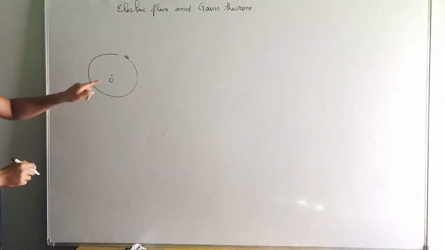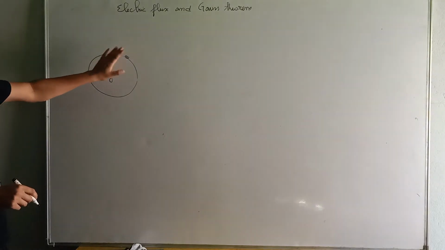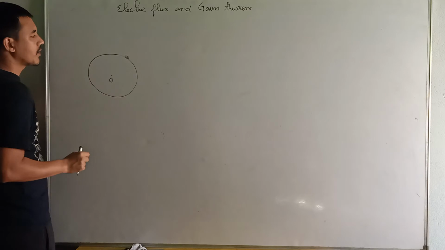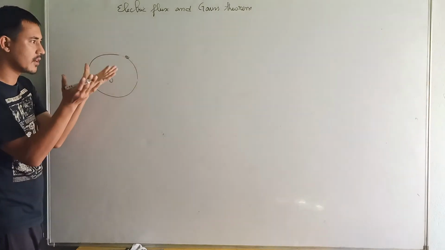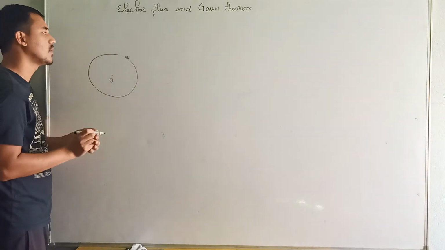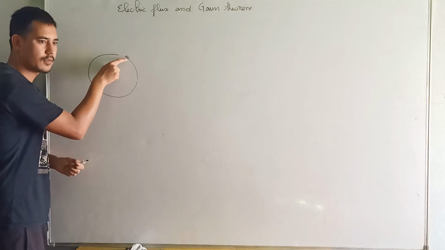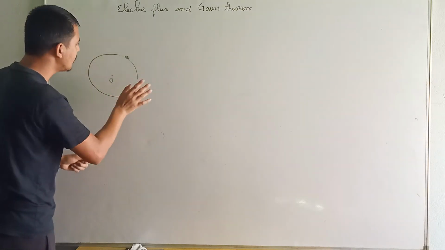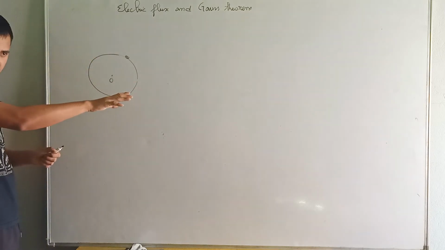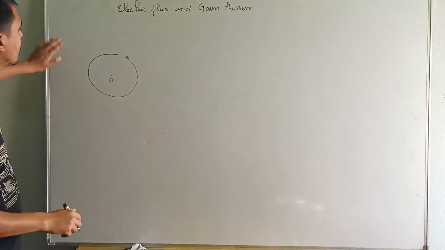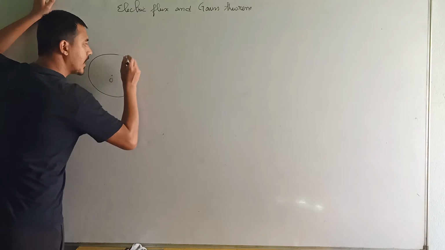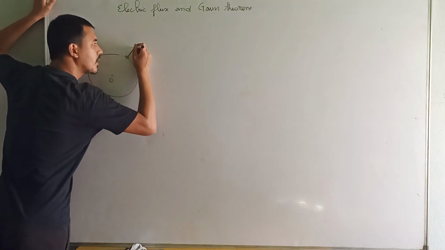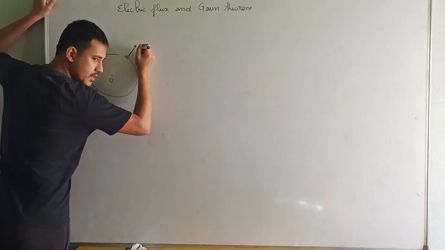This small element is a part of the surface of the sphere. The entire surface of the sphere can be assumed to be made up of these small elements. You add up all the small elements, that gives you the surface of the sphere, right? So now the area of this element will be directed radially outwards.